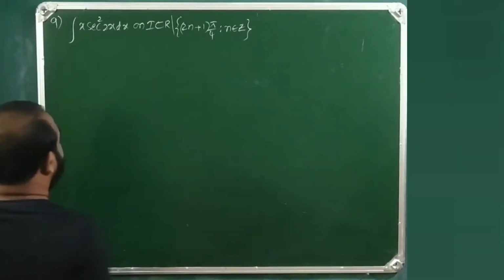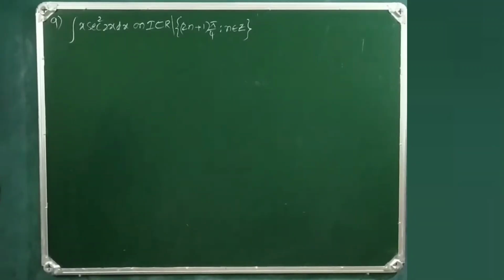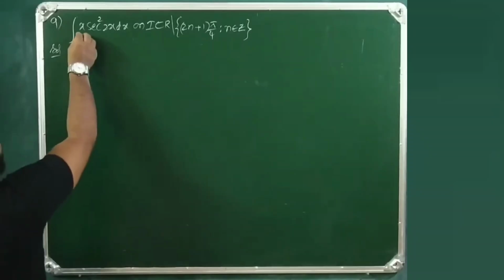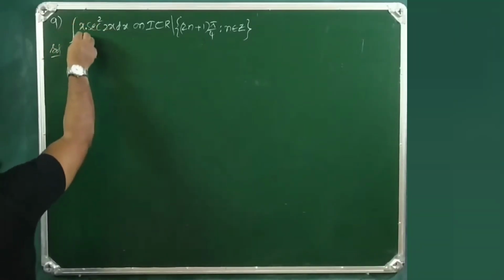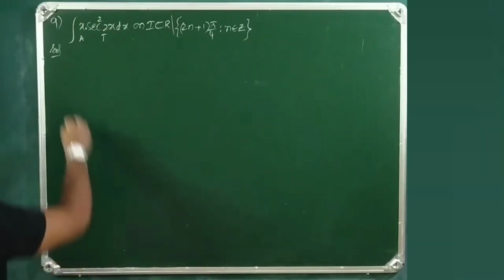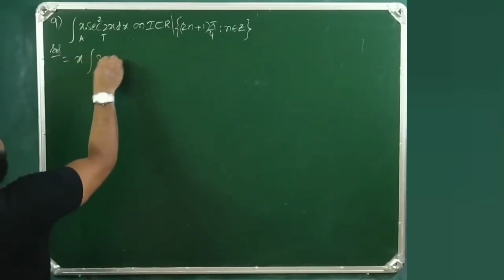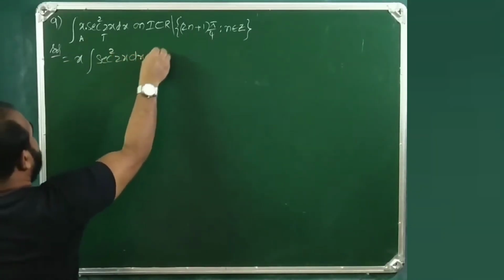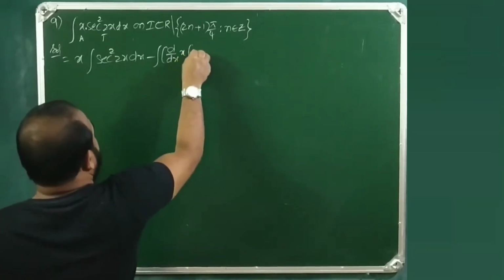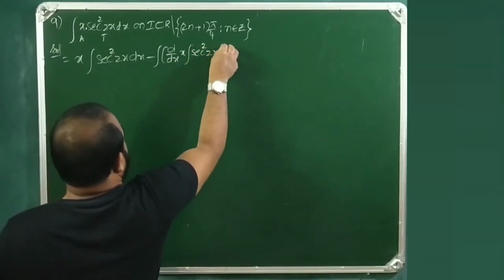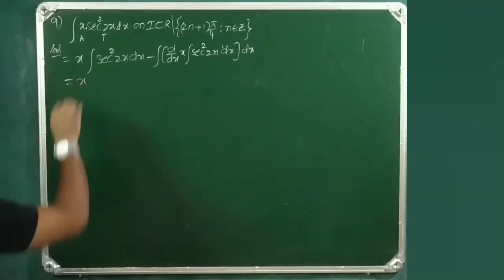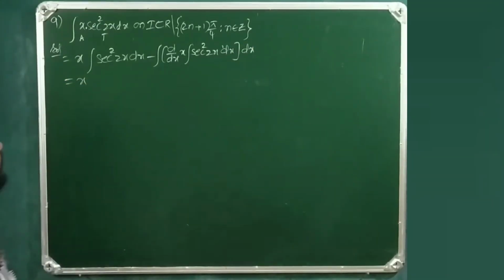Integral x secant square 2x dx on I subset of R such that x is not equal to (2n plus 1) pi by 4, n belongs to Z. So here we have a product of two functions. This is an algebraic function, this is a trigonometric function. In ILATE, algebraic comes first. So this is equal to f of x into integral g of x dx minus integral of d by dx of first function into integral of second function dx, whole dx.